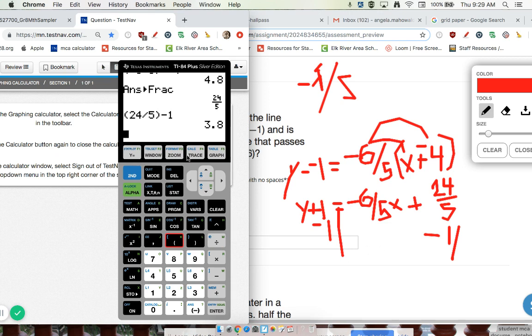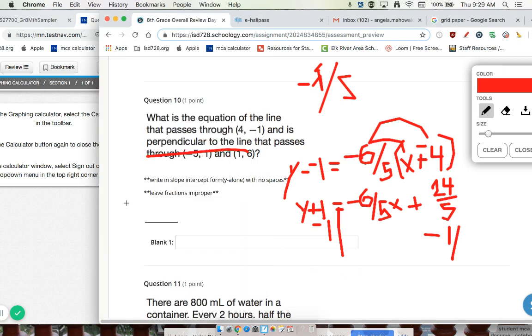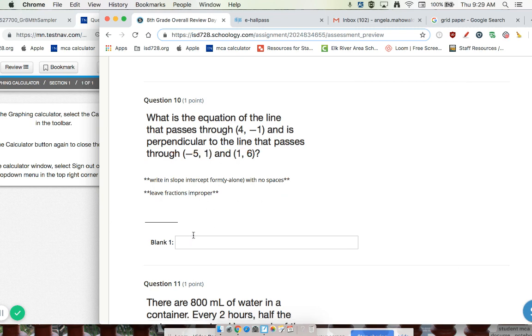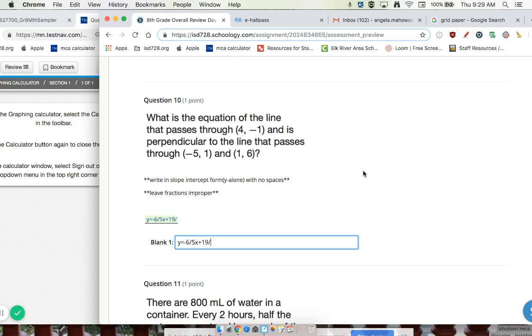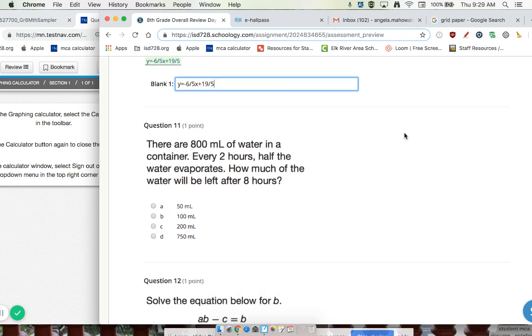And I might have told Schoology that was okay for you to do, but I know for 8th grade, they love to just leave things looking fancy as a fraction. So I'm going to slide it to a fraction, and it's 19/5. So we have y equals -6/5 x plus 19/5. So I'm going to escape this. I said that aloud so I wouldn't forget. Y equals -6/5x plus 19/5. Okay, number 11.